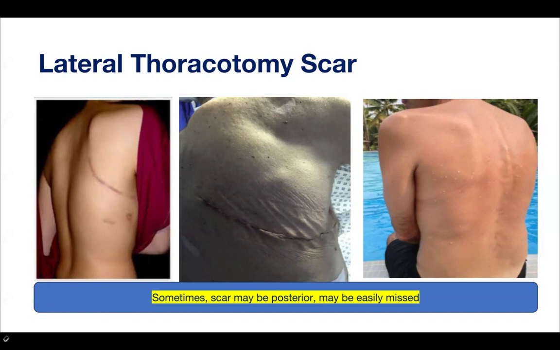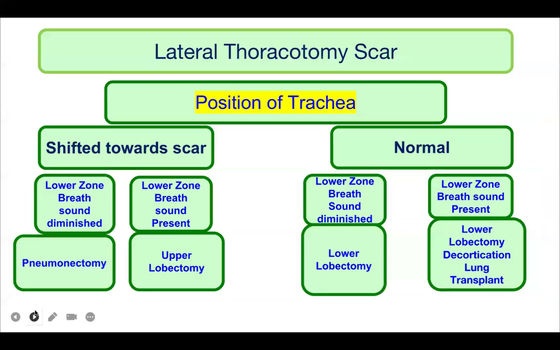Okay, as we can also see, the scar mark can be very faint sometimes, as we can see in the third picture. The scar may be posterior, which can be easily missed, and sometimes the scar mark can be very faint. So that is the most important part of today's session, the protocol. Whenever we get a lateral thoracotomy scar, first of all, we should always check the position of the trachea. We should check whether the trachea is shifted towards the side of the scar or whether the trachea is in the normal place.